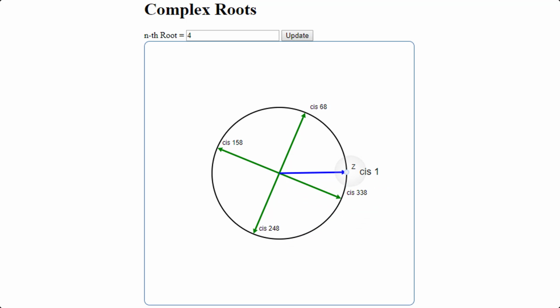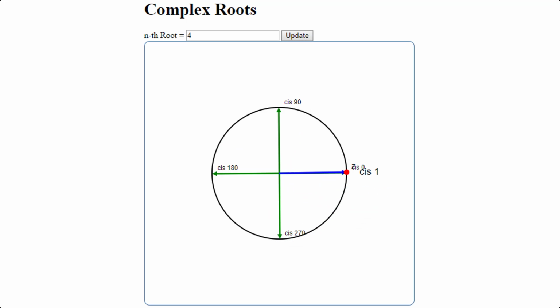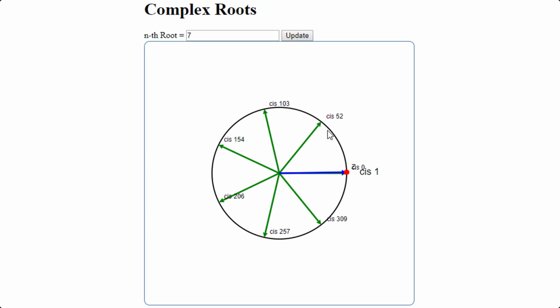Now, if we go up to 5, 6, 7, it doesn't really matter. That will always still occur. Here are 7 equal portions of the circle.